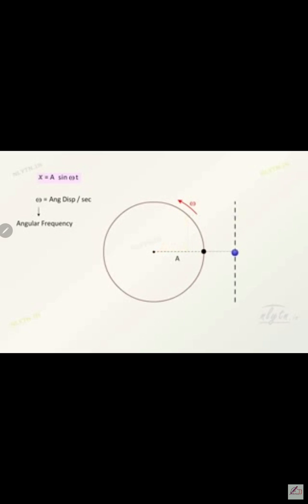If instead of starting from this position, the particle starts from such a position, then the position of the particle after time t will be equal to a into sine of this angle, that is omega t plus phi. This angle represents the phase constant of a simple harmonic motion.